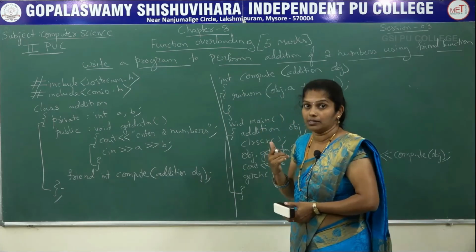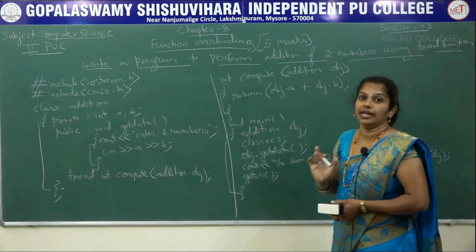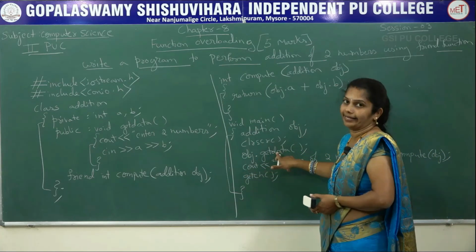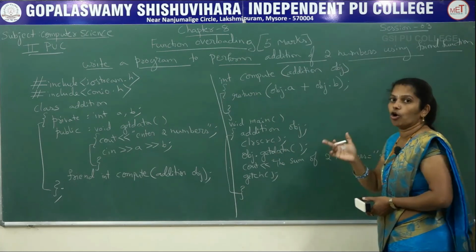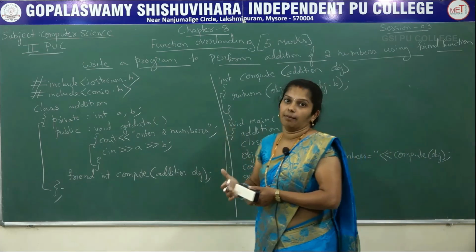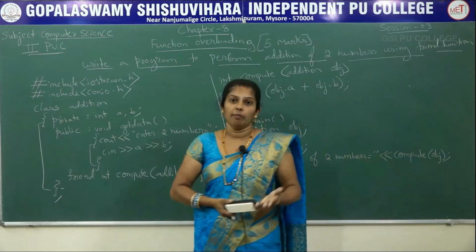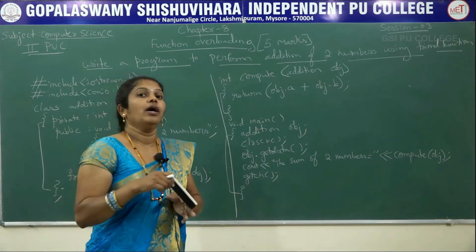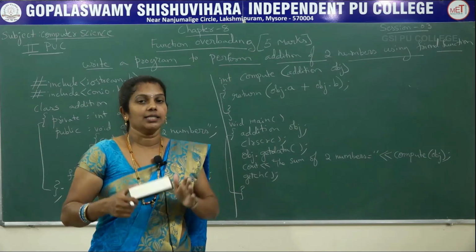To access the data members, to call the function, we do not require the object name. Whereas for a regular function, how are we calling? Object dot get data. To call this friend function, we do not require object name dot compute function. Directly we can use the compute function. It's a non-member function. And this is rare because it violates the rule of data encapsulation as well as data hiding. These are the things.